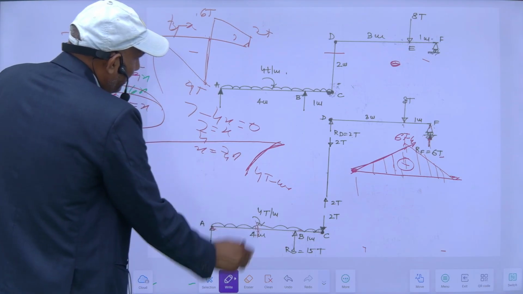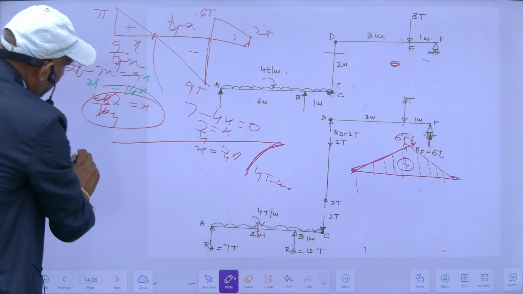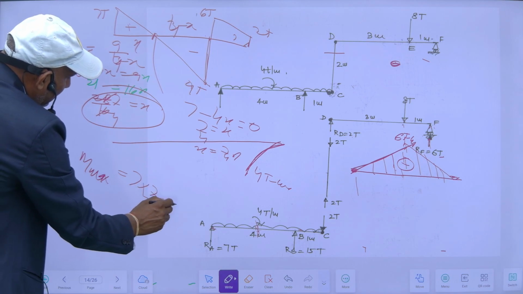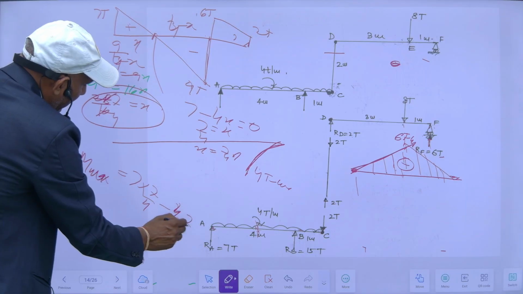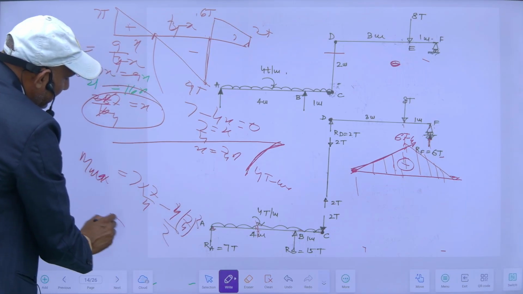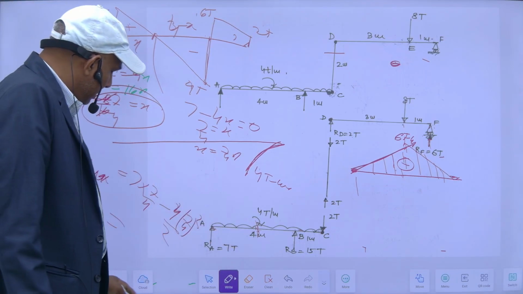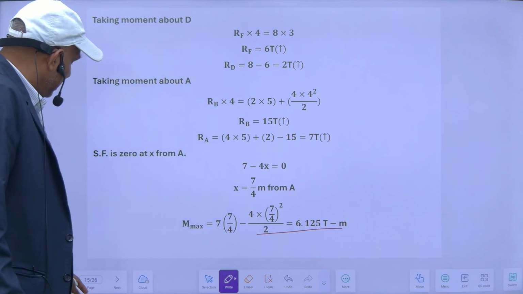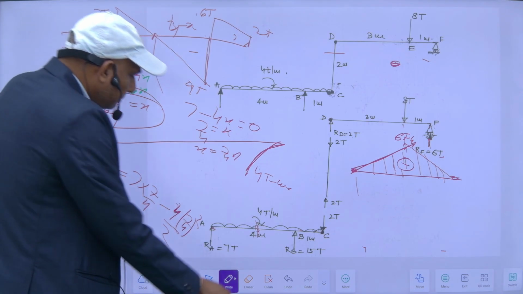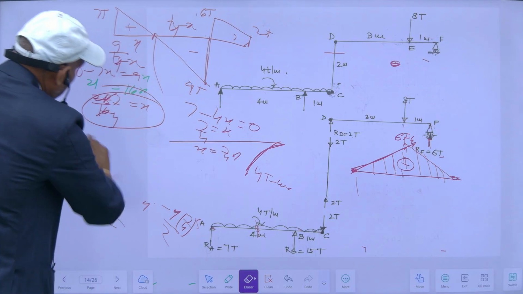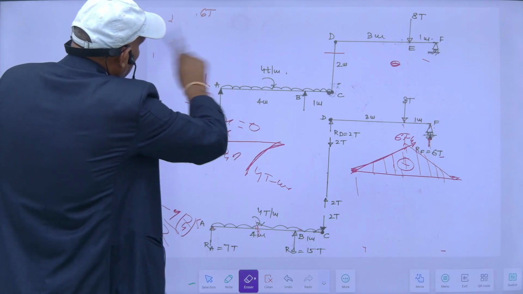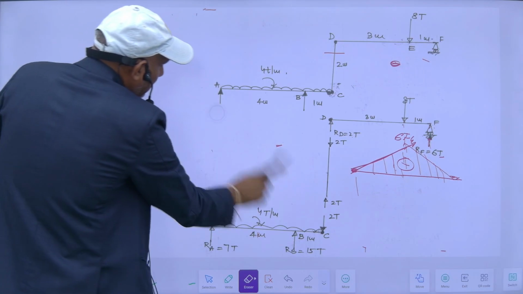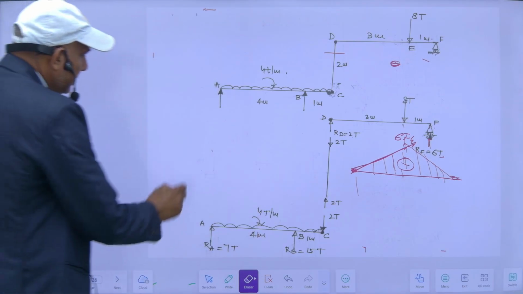So at this point my bending moment is maximum here. So M maximum will be 7 into 7 by 4 minus intensity 4 into (7 by 4) square divided by 2. With this I will get the maximum bending moment here, and this will be equal to 6.125 ton meter. So its bending moment will be like this.